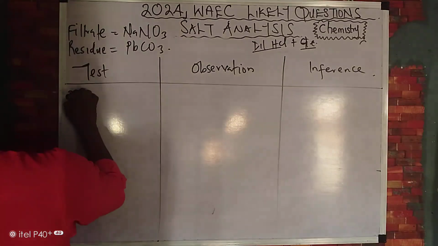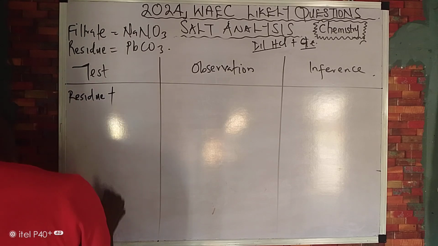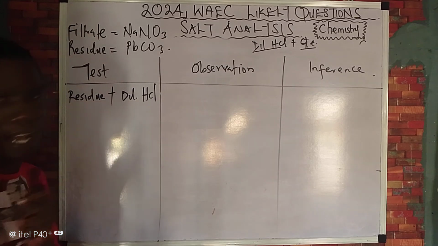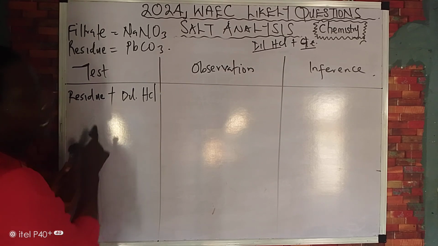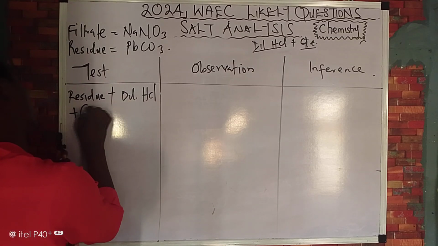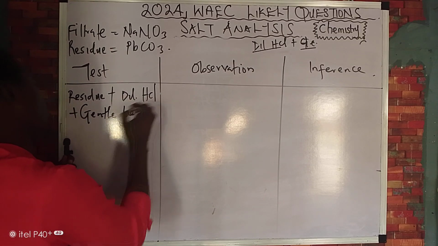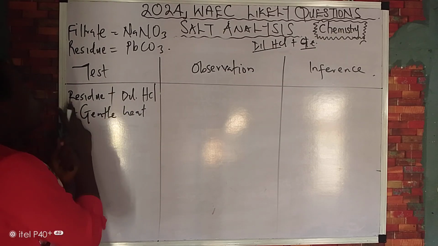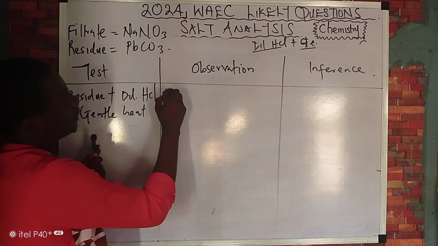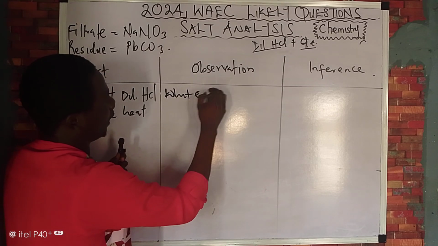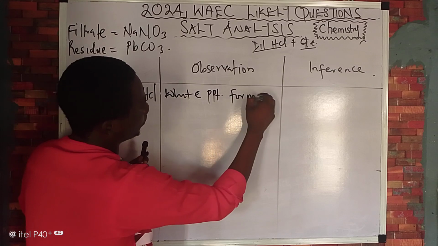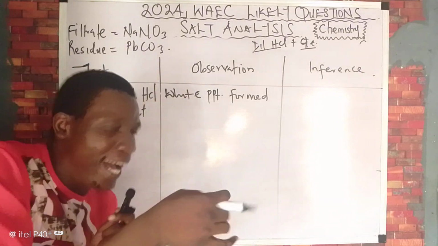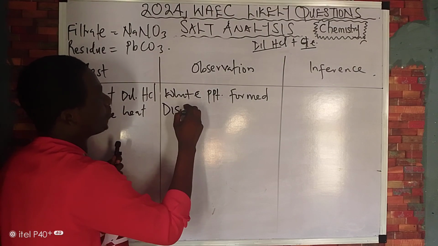So we simply say residue, we are still on the residue, plus dilute HCl. Take note of that. If they add the HCl to the residue, what will happen? You must still do gentle heat. I will tell you what to observe in case they separate residue from gentle heat. Now, if you put the HCl to this residue, it will form a white precipitate. Take note of that. White precipitate formed. Then when you heat the white precipitate that is formed, what will happen? We will say it disappears.